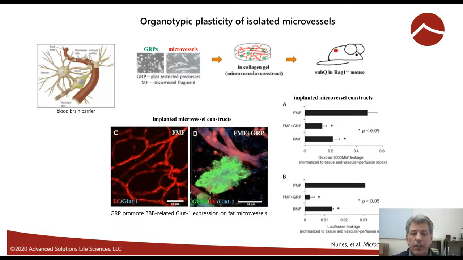So in the middle panel there on the right half, our fat vessels start to upregulate the GLUT1 transporter. It's a hallmark feature of the blood-brain barrier, and they start to show more restricted permeability than the fat vessels alone in that sub-Q position. And so we're starting to see this kind of parenchymal-microvessel communication and cooperativity such that the vessels take on a tissue-specific phenotype. And I'll show you another example or two as we go on.